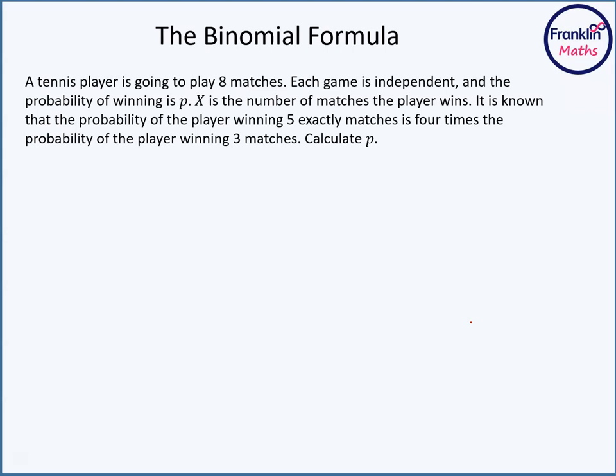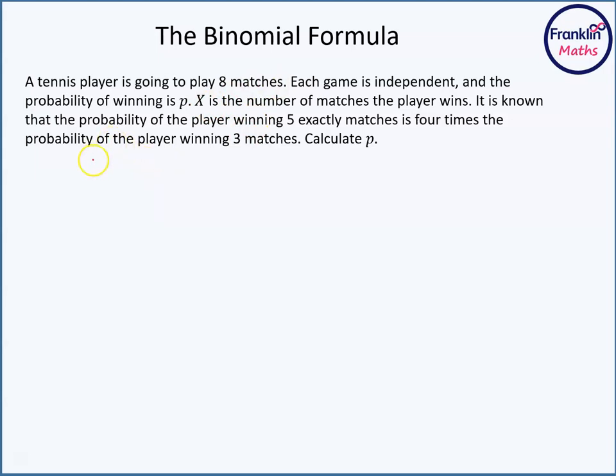So I've got a tennis player going to play 8 matches. Each game is independent, so I need to satisfy the binomial. The probability of winning is p. And we're going to have X as the number of matches won. And it is known that the probability of the player winning 5 matches is 4 times the probability of the player winning 3 matches. Okay, we're going to try and calculate p. So this is one of those questions where if I just throw you into this, you know, oh my word, what is going on here? This could be quite difficult to get your head around. Now, as you can see, this is going to be quite difficult for me to do on my calculator, so I need to use the formula.